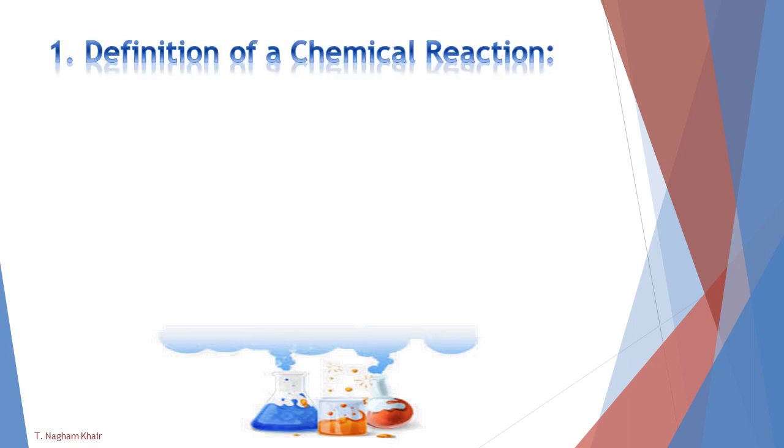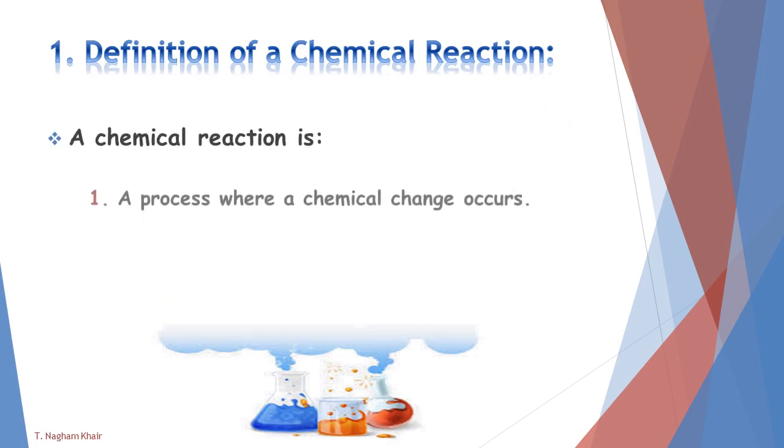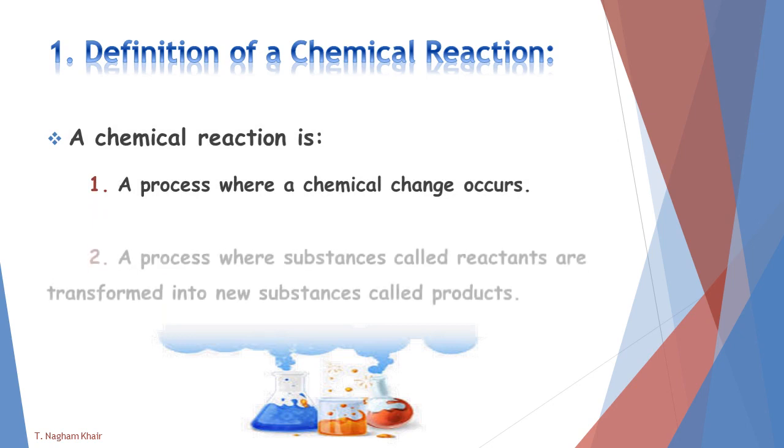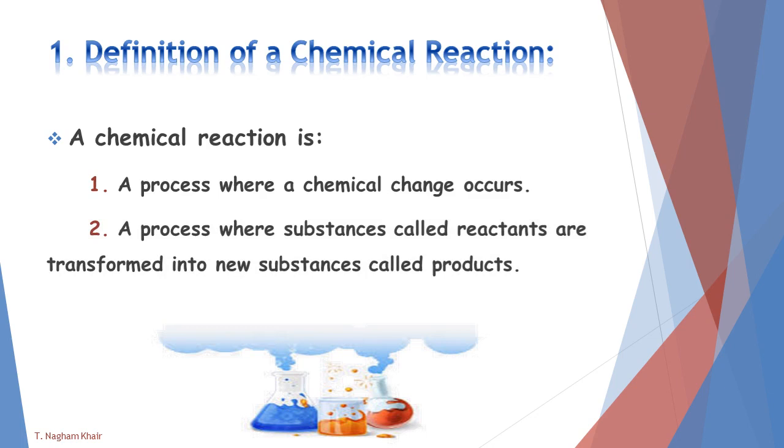First, definition of a chemical reaction. A chemical reaction is a process where a chemical change occurs. A process where substances called reactants are transformed into new substances called products.